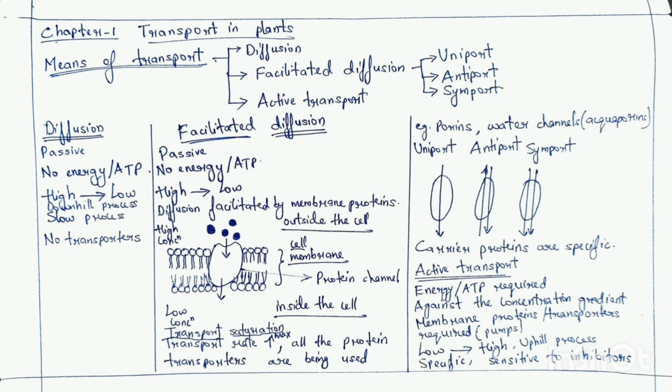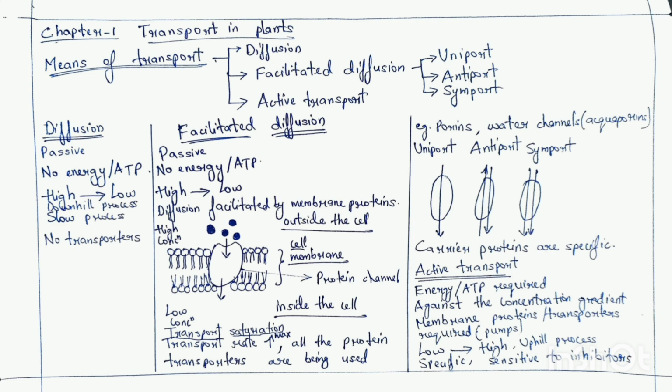Coming to facilitated diffusion. Facilitated diffusion is also a passive process which does not require any energy or ATP. For facilitated diffusion to occur, there has to be a concentration gradient of molecules, where in one region there has to be a high concentration of molecules and at the other region there has to be a low concentration of those molecules. And this transport takes place from the high concentration region to the low concentration region. And in this transport, there is a requirement of membrane proteins or transporters.